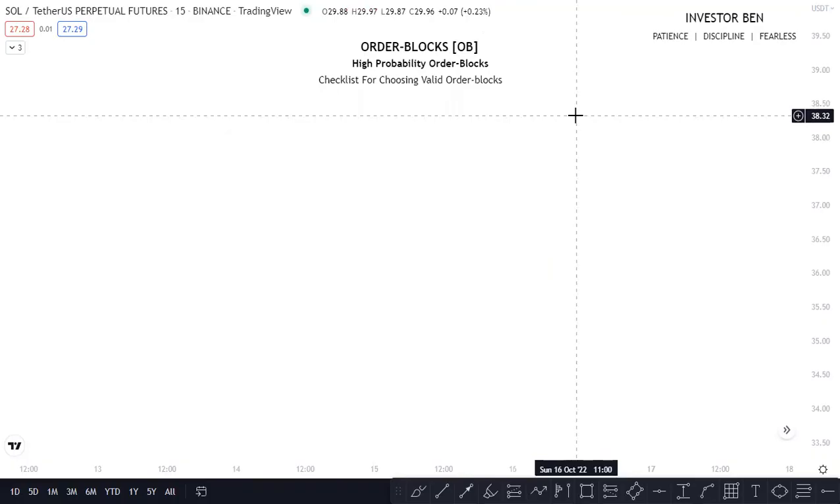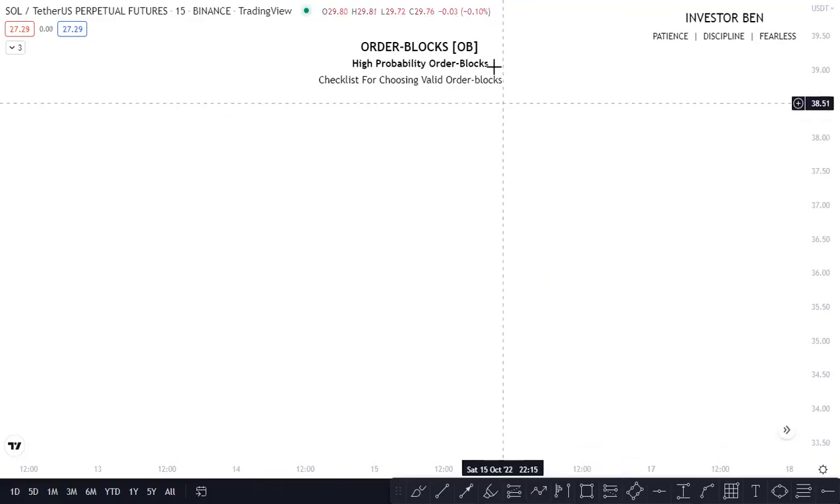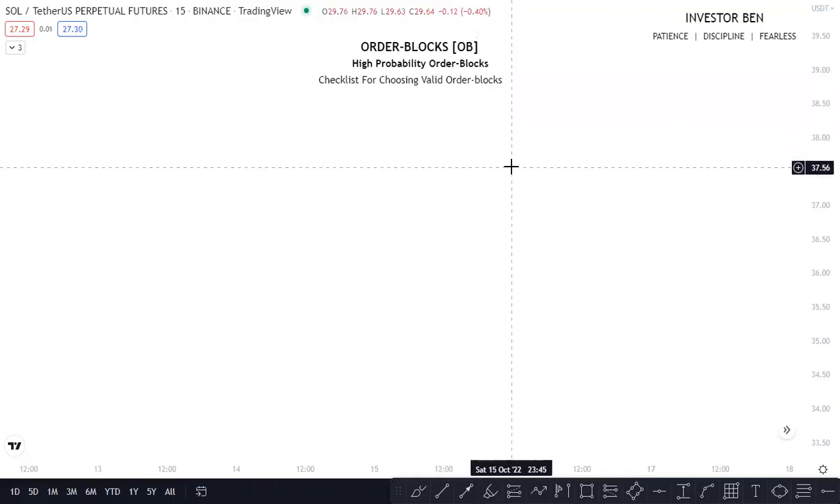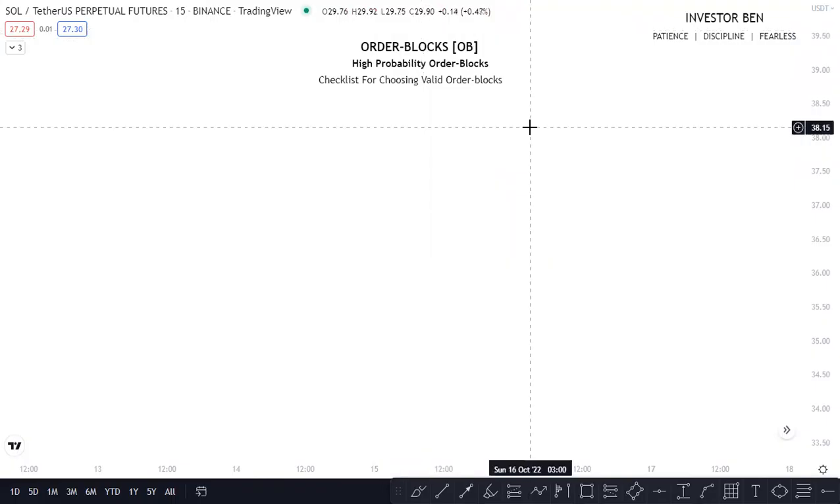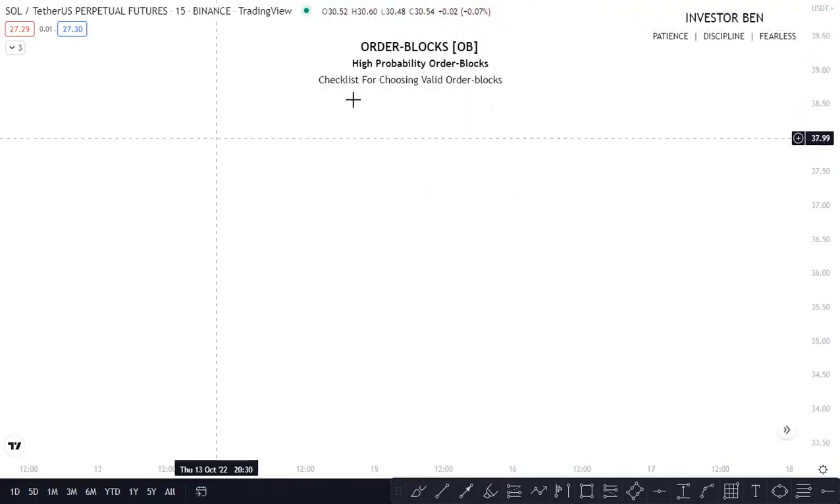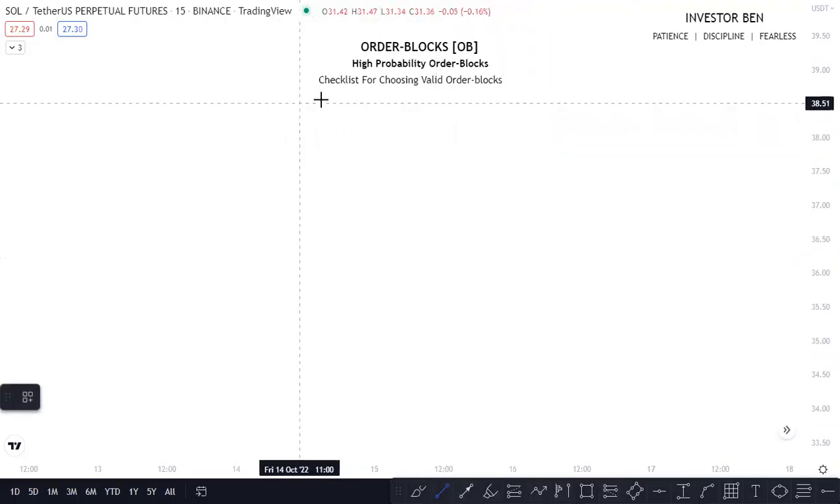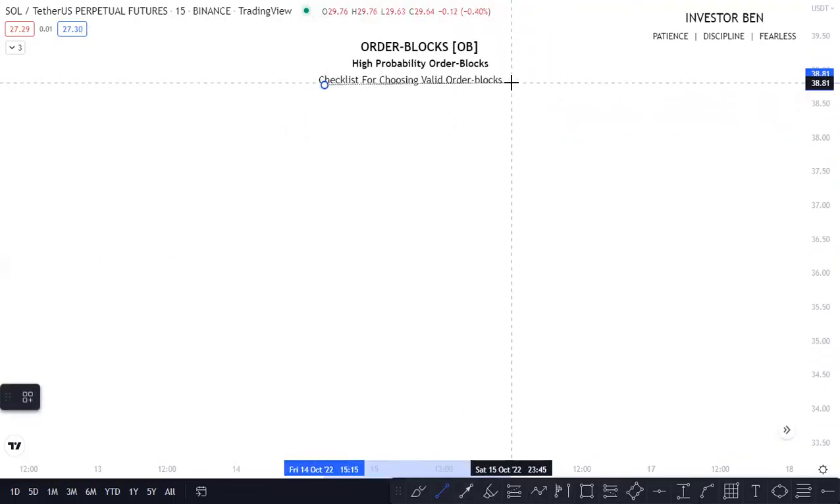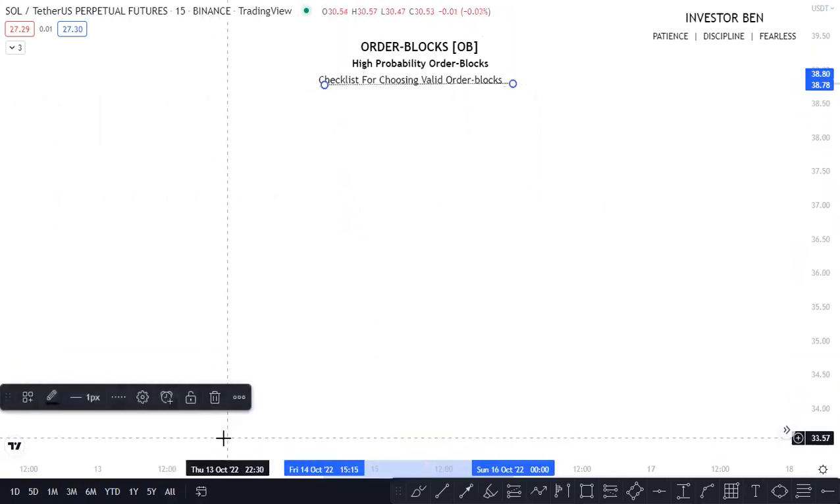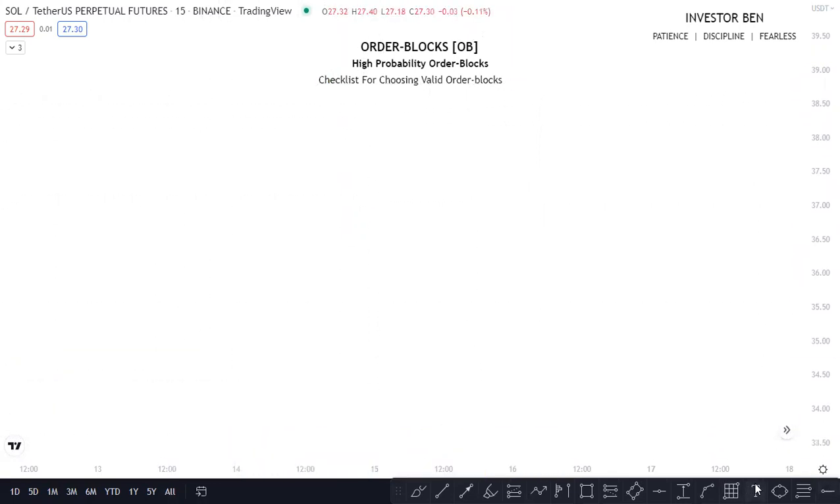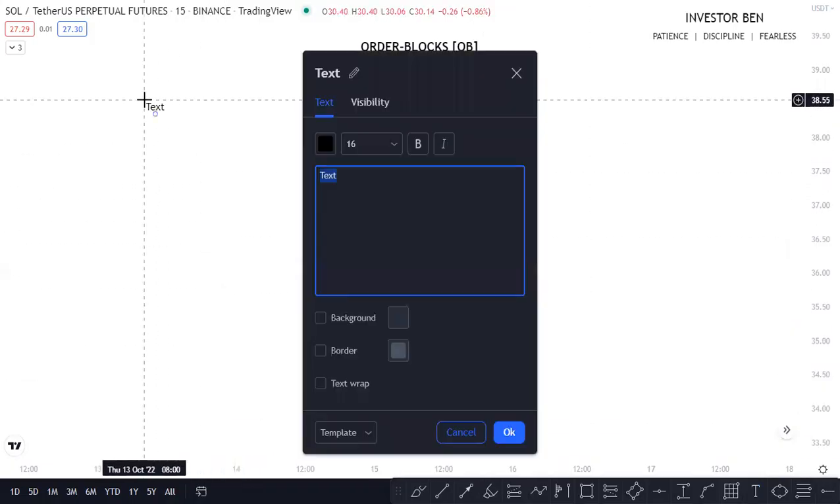So like I said from the previous contents, we have order blocks almost everywhere in the charts, but not every order block is tradable. We have non-tradable order blocks and tradable order blocks. So this checklist for choosing valid order blocks will help you choose order blocks that are tradable. With that being said, let me state some facts or checklist.